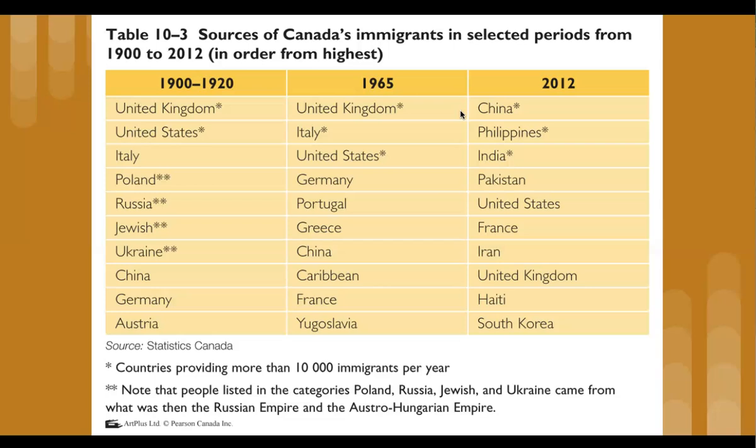And up to 2012, notice that China is very high on the list and has that asterisk, actually showing that there's a shift from European immigrants to mostly Asian immigrants coming in from Asia. Haiti is a really high number because of conflict in the country and natural disaster.